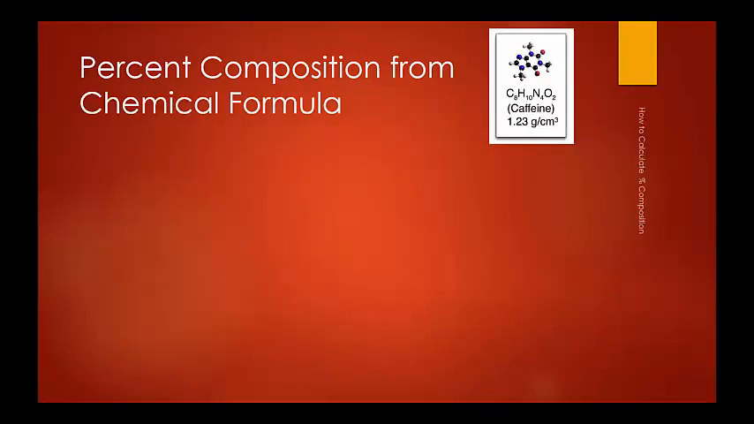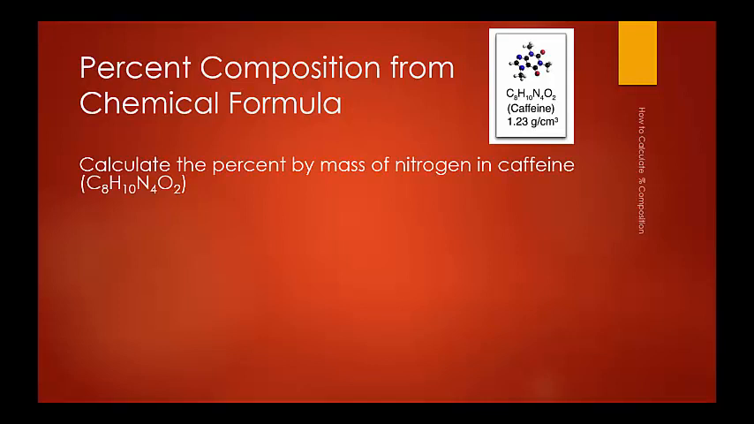Percent composition from a chemical formula requires, of course, that we have a chemical formula. So in some of these problems, you might just be given the chemical formula, or you might even have to look it up or write it yourself, and you'll be asked what the mass is of one or more of the elements in that compound. So in this case, we're talking about the compound caffeine, and we want to know the percent mass of nitrogen in caffeine.